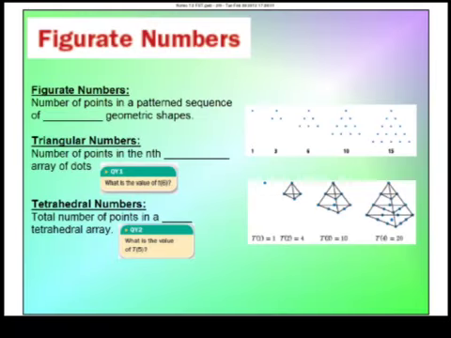The first thing we want to talk about are called figurate numbers, and I just want to show you what these 3 types of numbers are here so then we can get into looking at polynomial patterns. Figurate numbers are a number of points in a pattern sequence of familiar geometric shapes. If we look here, we see some figurate numbers. They make a pattern in geometric shapes, and we'll deduce what that pattern is in a little bit. Triangular numbers are a number of points in the nth triangular array of dots.